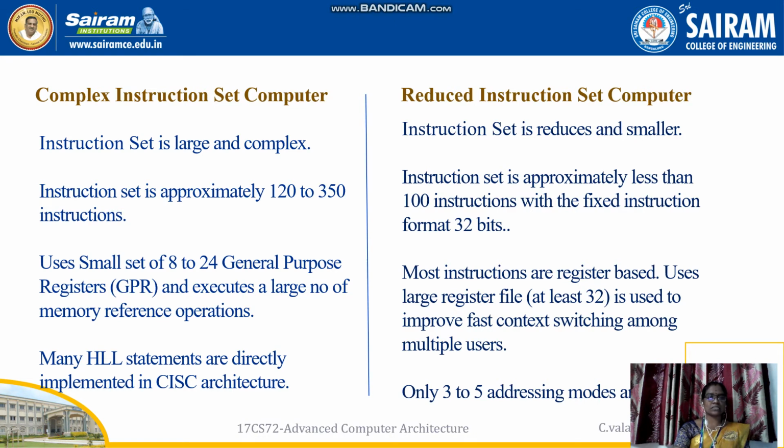When you talk about CISC, the instruction set is large and complex, because as we know, in CISC architecture the instruction sets are more, so it is more complex. And when you take the quantitative view, the number of instructions may come to 120 to 350 instructions in a typical processor, and it uses a small set of 8 to 24 general purpose registers and executes a large number of memory reference operations. So this is another highlight of CISC architecture.